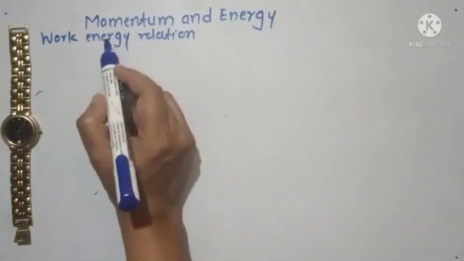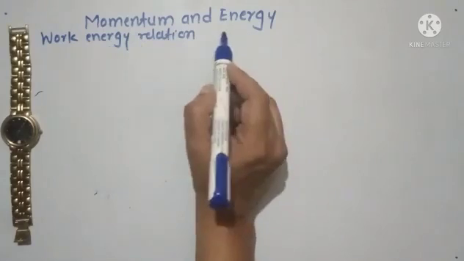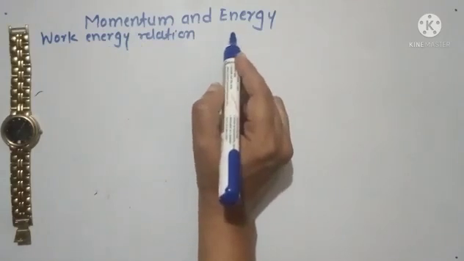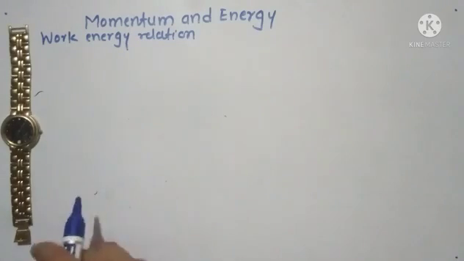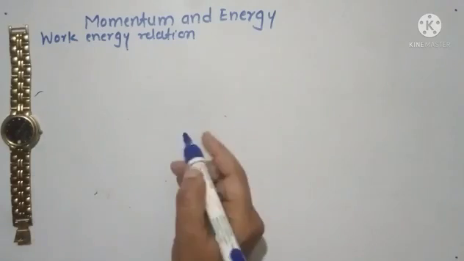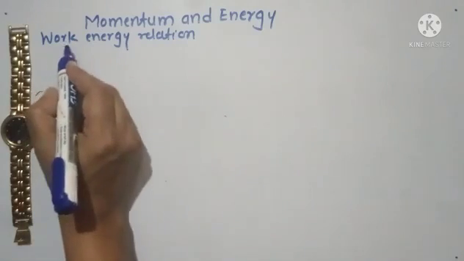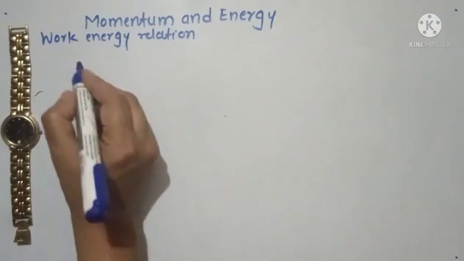We have started with the unit momentum and energy, and in the last lecture we have seen the law of conservation of the linear momentum and angular momentum for a single particle. Now we are going to see the work energy relation.